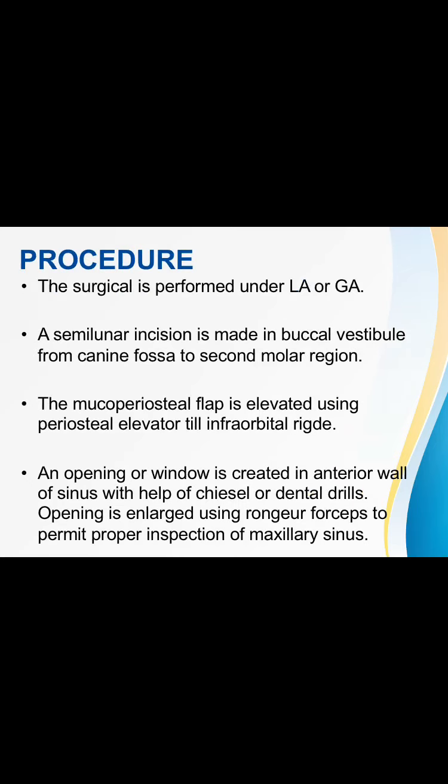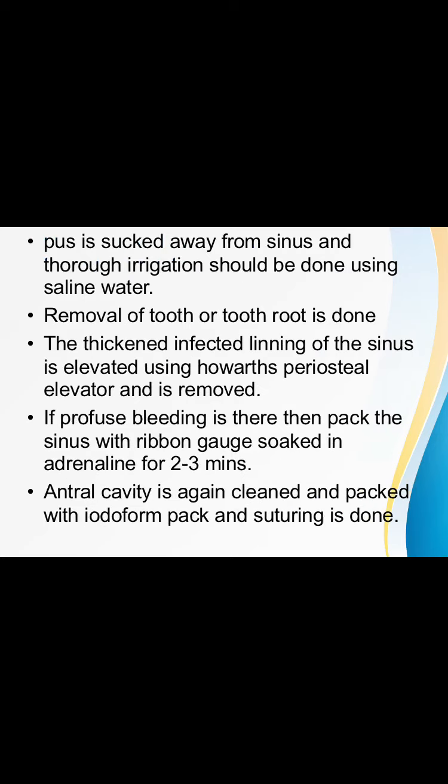The procedure is: first, a semilunar incision is made in the buccal vestibule from the canine fossa to the second molar region. A full thickness mucoperiosteal flap is elevated using a periosteal elevator till the infraorbital region. An opening or window is created in the anterior wall of the sinus with the help of a chisel or dental drills. The opening is enlarged using Rongeur forceps to permit proper inspection of the maxillary sinus.